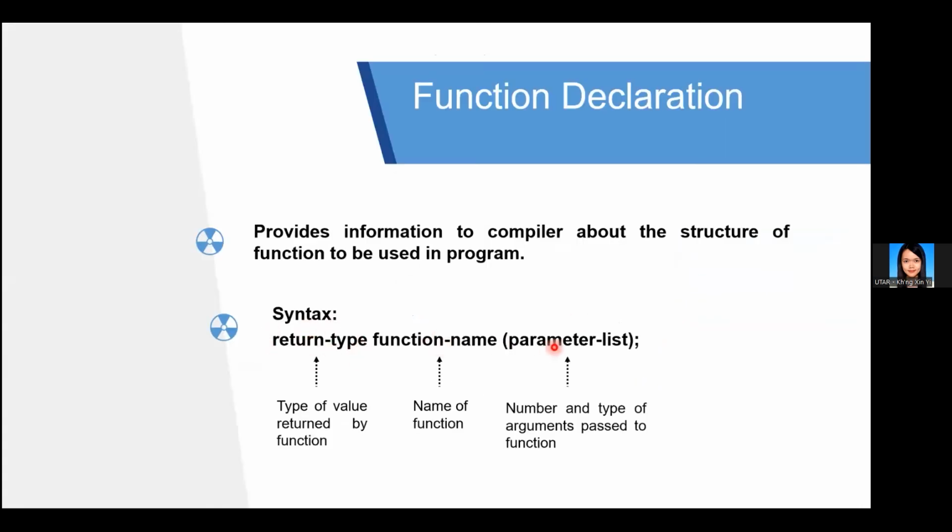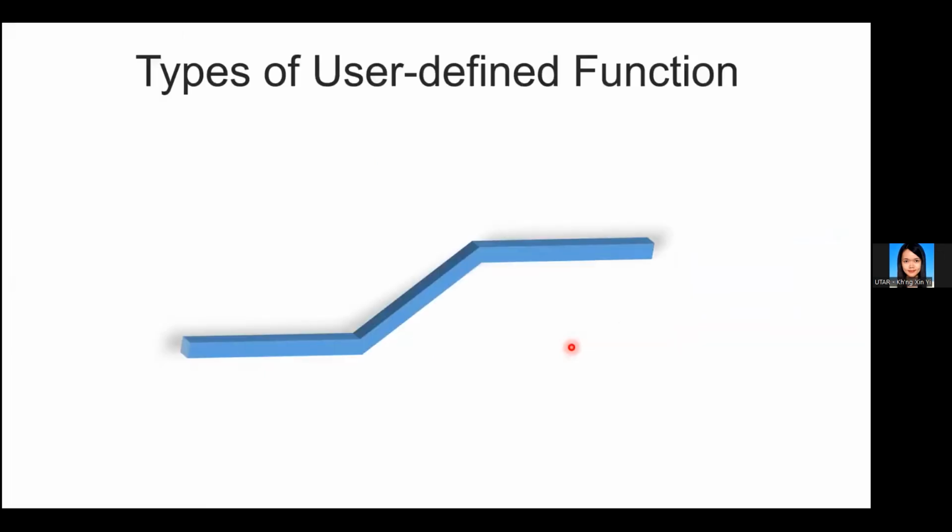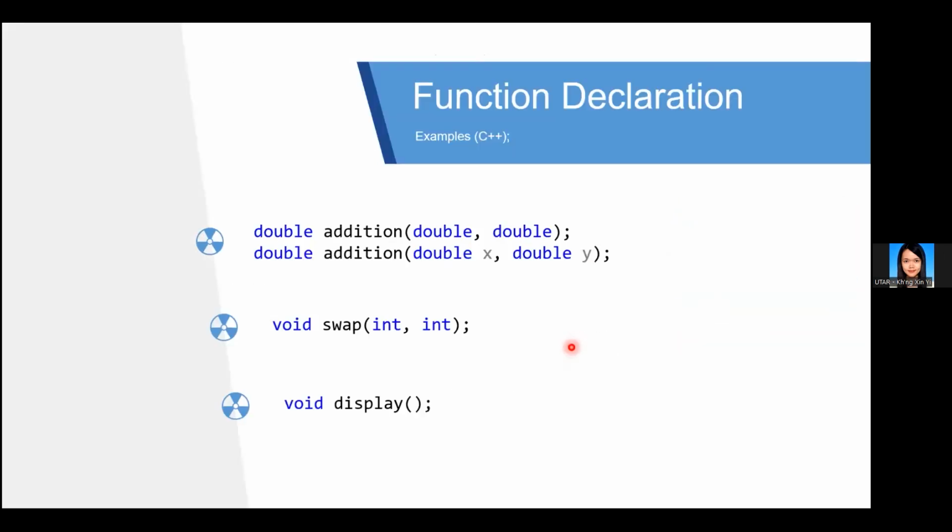Return type, function name, and parameter list. Then we move on to show some examples of the function declaration. So we just try to look at the first part. This is the first example of declaring a function. If you look at here, double is the return type, which means that the function is going to return a value with double as the data type, right? And then the addition here is the function name, which means that the function name is addition, and we know that there won't be any other functions with the same name again. And then this is the parameter list, the double here.